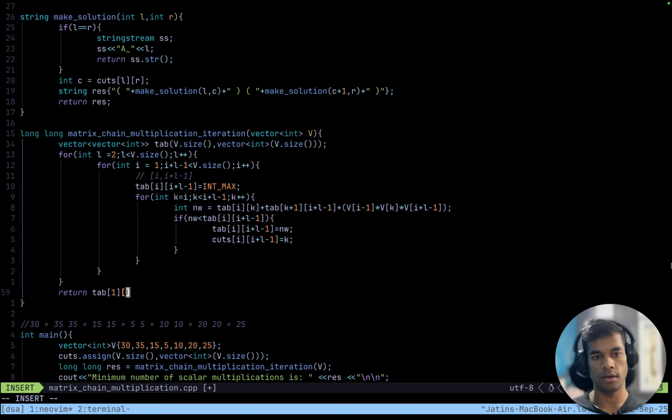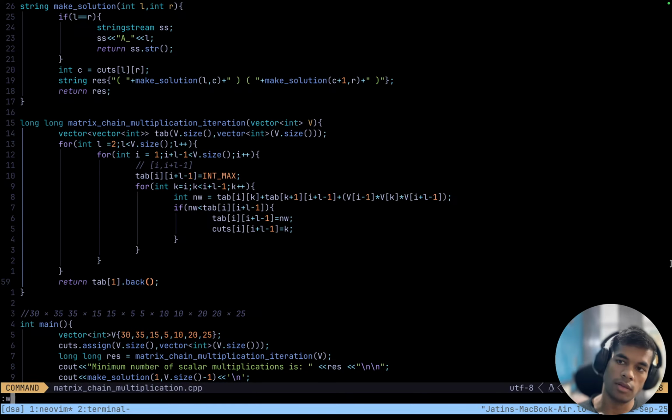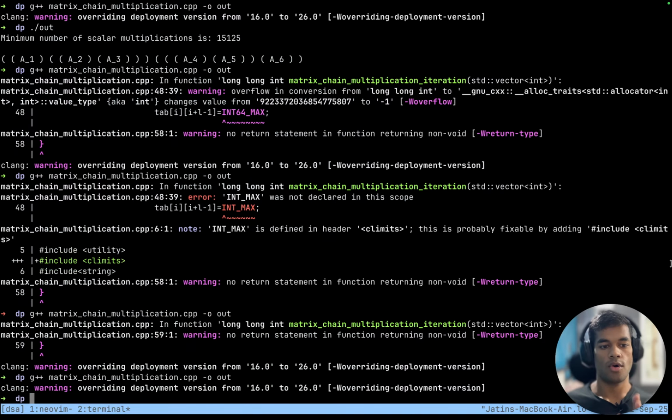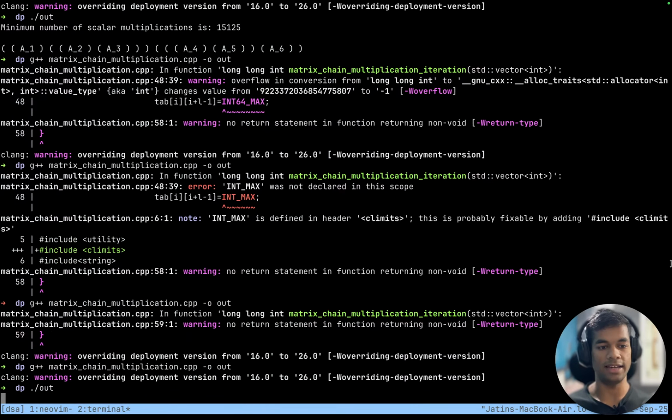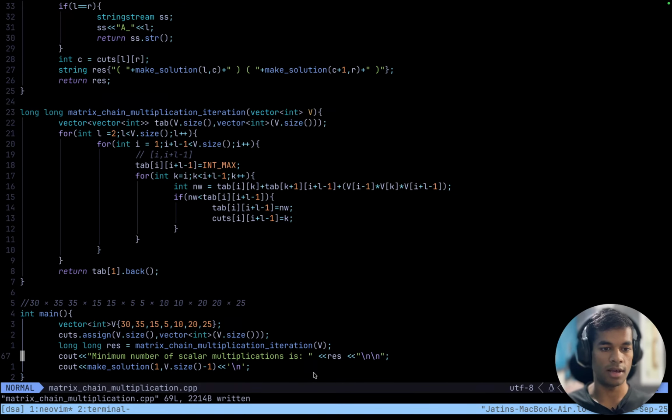beginning from 1 going up till v.size minus 1, which could have been written as v.back, the last value. It does compile at least, and we do get the correct answer, which is 1500125. And is this the same as the other approach? We can check.